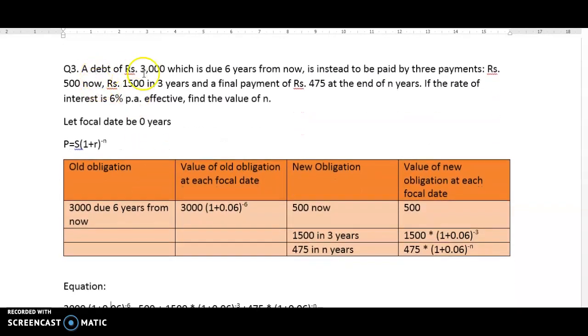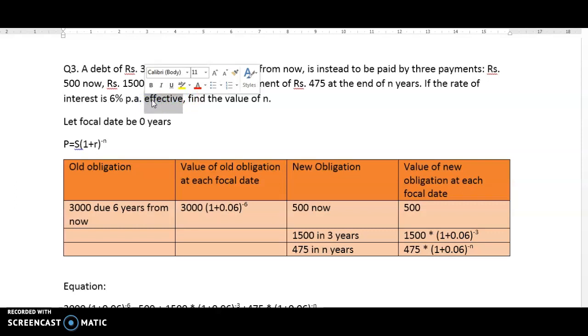In this question, a debt of 3,000 which is due 6 years from now is instead to be paid by 3 payments, that is 500 now, 1500 in 3 years, and a final payment at the end of n years. So this question is very similar to the previous question where we have to calculate the value of n. In that particular question, the rate of interest was 4% compounded semi-annually, but in this case it is 6% per annum effective. So don't get confused with this particular term effective.